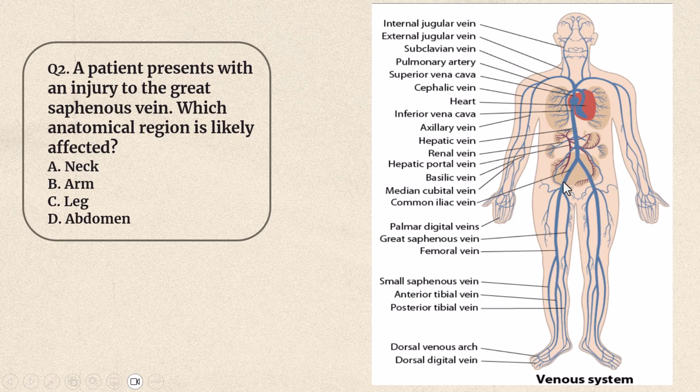In the common iliac vein, in the thigh region, divided into the main femoral vein and the great saphenous vein. You can see femoral vein, this one is femoral vein and this one is the great saphenous vein. Again, the femoral vein in the knee region divided into 2. You can see one is the small saphenous vein, other one is tibial vein. Again, the tibial vein divided into anterior and posterior like this, it goes down. So the great saphenous vein or the saphenous vein belongs to the leg. So in this question, the answer is C.